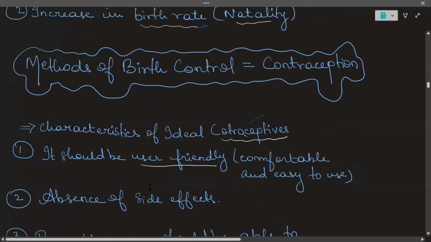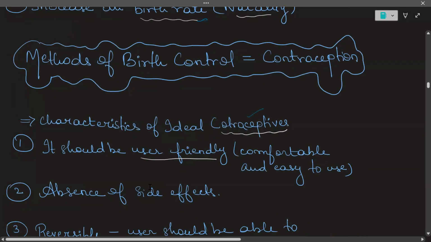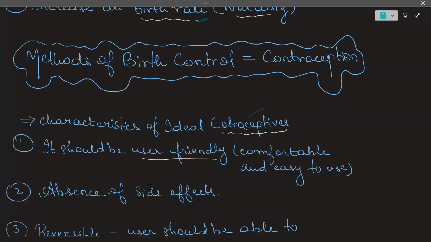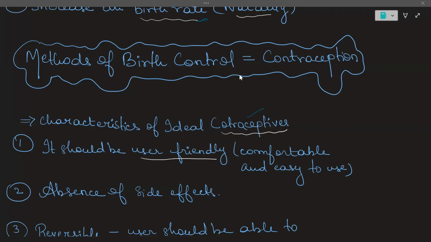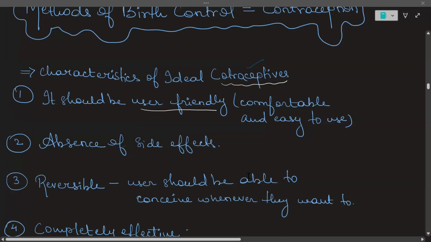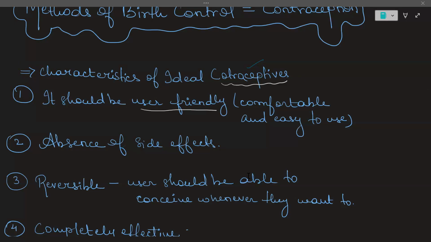Now, coming to the main topic of this chapter, which tells us about birth control methods. Birth control means contraception. Contraception means all those methods with the help of which conceiving a pregnancy would be discontinued or avoided. So the methods of birth control, we call contraception. Now, for contraception, people use contraceptives. So what are the characteristics which make a contraceptive good enough to be used?